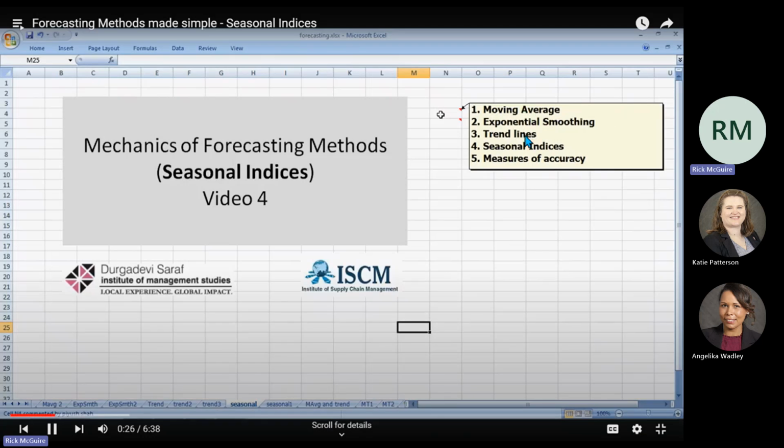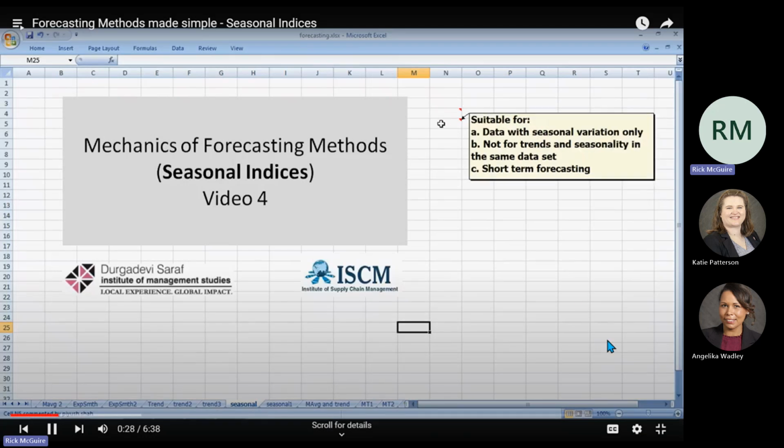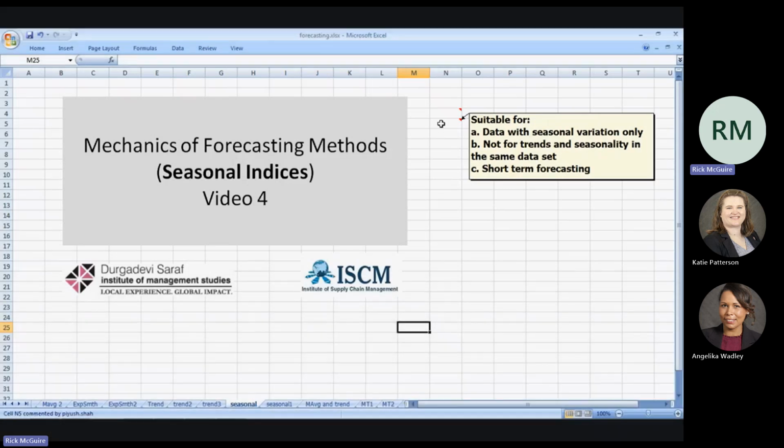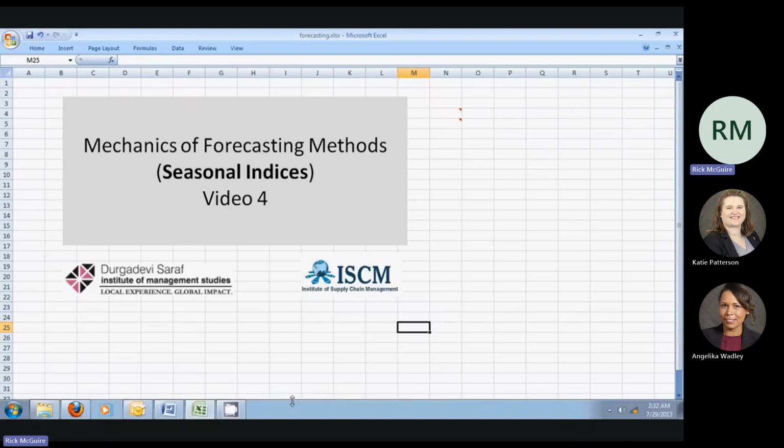The seasonal indices method that we are talking about here is a very simple, basic version, suitable only for seasonal variation. In case the data has a combination, say random and seasonal or trend and seasonality, this particular method would not be suitable. And as always, these quantitative methods are generally suitable for short term and in some cases for medium term. Let's jump into the data.